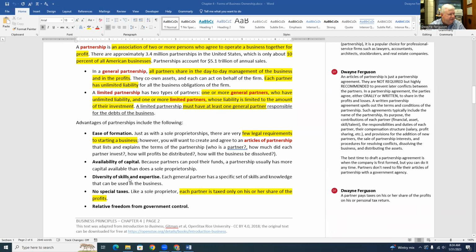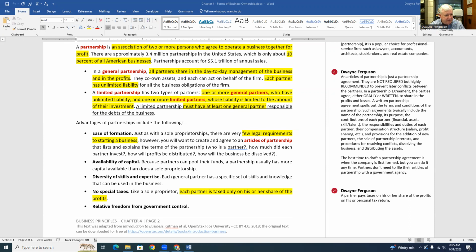Okay, so advantages and disadvantages. Again, partnerships are pretty easy to start. They don't have a lot of legal requirements, but I would suggest you have articles of partnership drawn up. An article of partnership is just a partnership agreement. They're not required, but I recommend you have one. In a partnership agreement, the partners agree, orally or in writing, to share in profits. Of course, it'd be better if it's written, so that later, let's say 3 years later, if you have a disagreement about what the partnership agreement said, you can always go back to it.